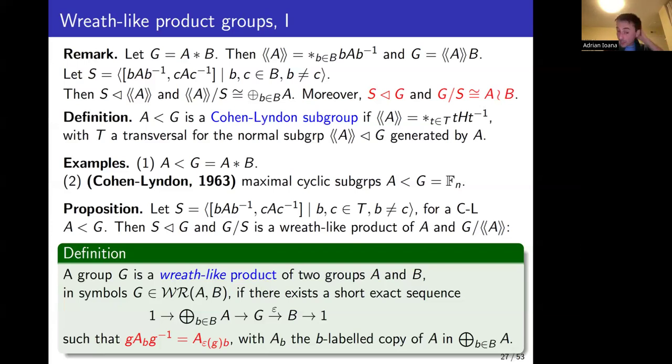So how is this different from the wreath product? You can see right away that the wreath product of A and B sits in such a short exact sequence. And in fact, the group G will be the wreath product of A and B exactly when the short exact sequence is split. So the point of our work is that there are many non-split such exact sequences that will give us interesting and new examples of wreath-like product groups.